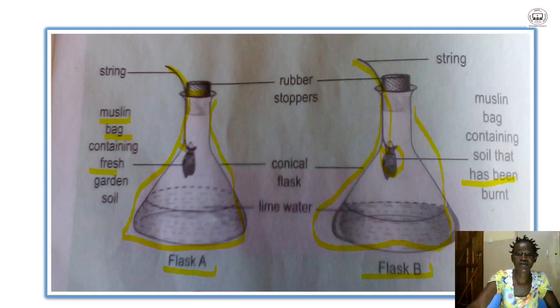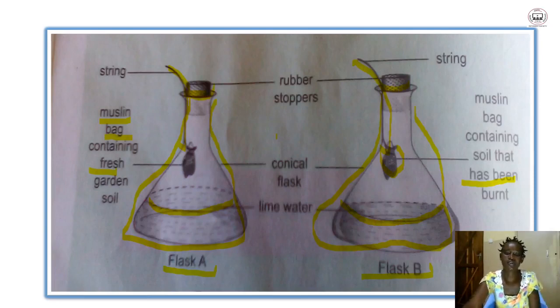Then you should have lime water filled in each conical flask. Remember, it should be of the same amount. Apart from that, you should not forget to make the 2 conical flasks airtight, so that you do not allow any air to penetrate into the 2 conical flasks.